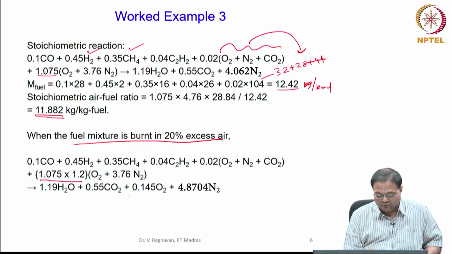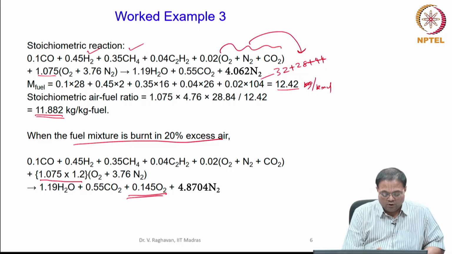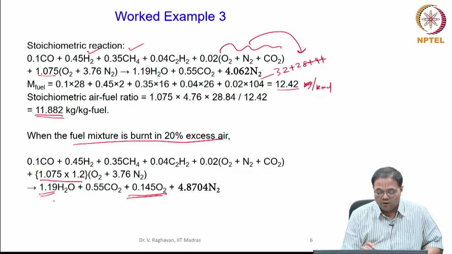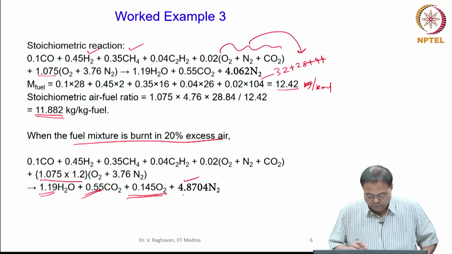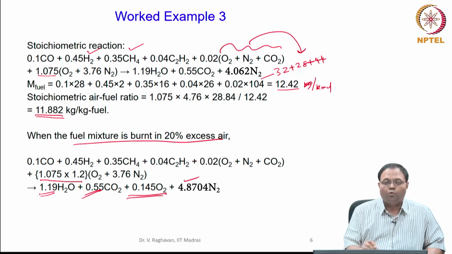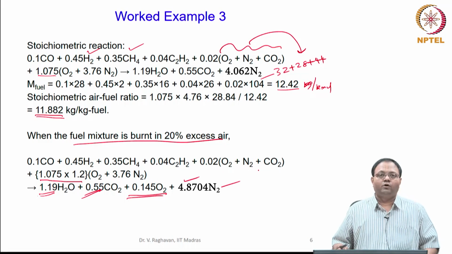You see that there is some oxygen present in the product. So complete combustion again takes place, like in stoichiometry. The number of moles of H2O is 1.19, the number of moles of CO2 is 0.55, and N2. So this will be the composition of the products. We want the composition of the products when 1 kilomole of fuel mixture is burnt. So this is the composition of products.